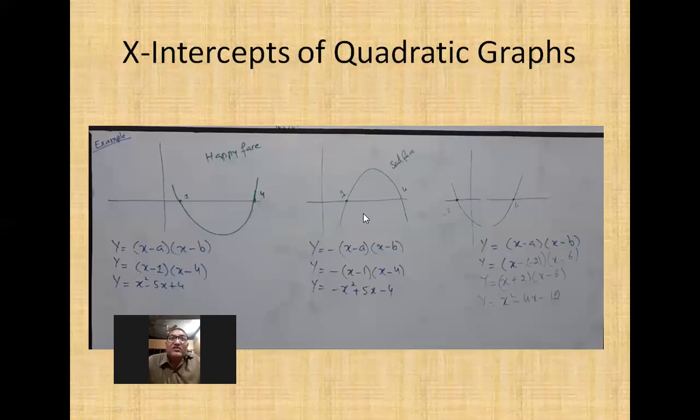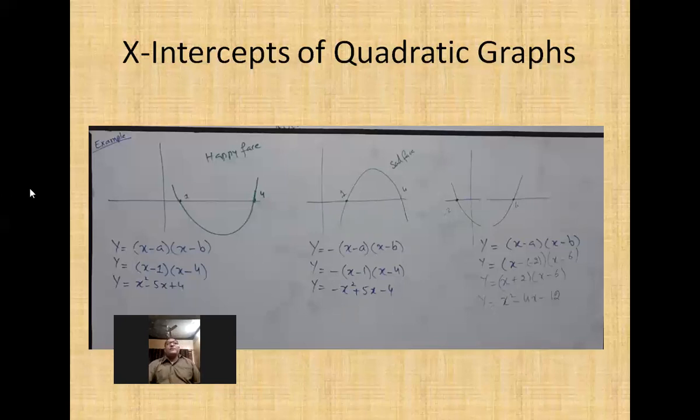If you want to find this equation, it will be y equals, because it's a sad face, I will put a negative outside. Same formula, but with the negative outside. So you will have y equals minus (x minus a)(x minus b). This a and b are basically these x-intercepts. So you will have minus (x minus 1)(x minus 4). Just multiply and open them. The equation will be y equals minus x squared plus 5x minus 4.